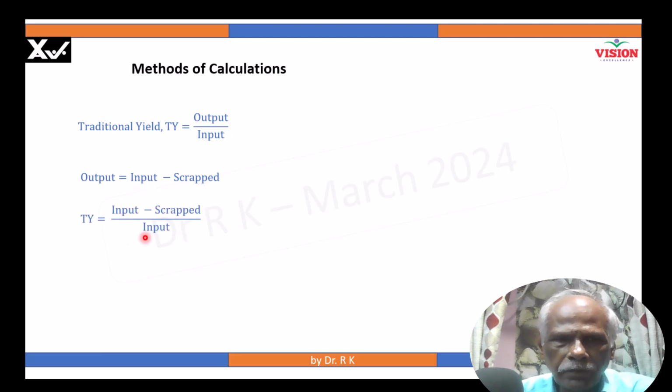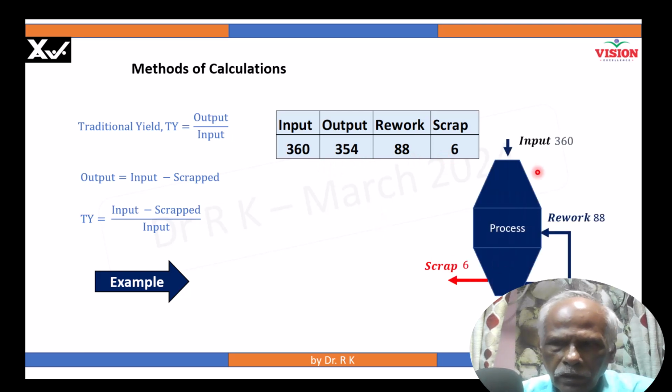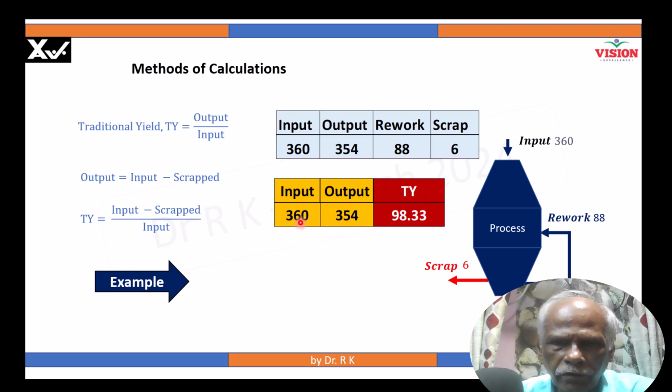So traditional yield is calculated using the formula output by input, where output is equal to input minus scrap. Therefore, traditional yield is input minus scrap by input. Example, input is given, output is given. Therefore, 354 by 360 you can calculate straight away, or 360 minus 6 divided by 360. So 360 is the input, 354 is the output, 354 by 360 is 98.33.